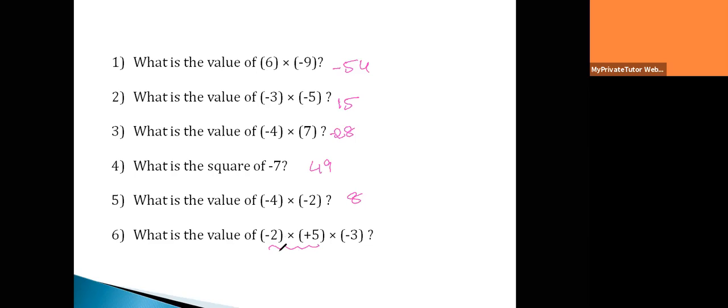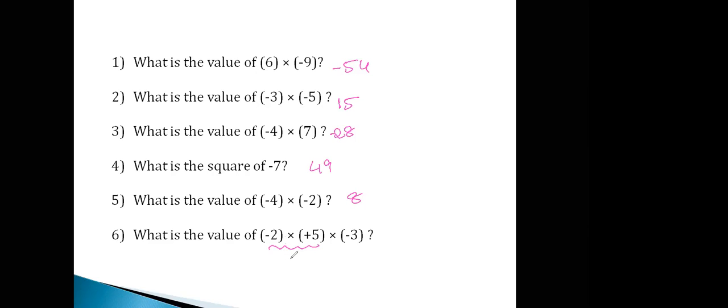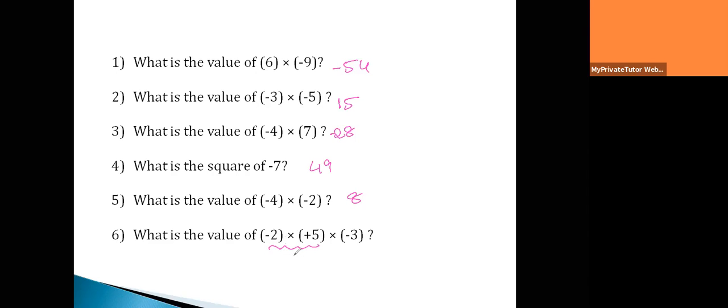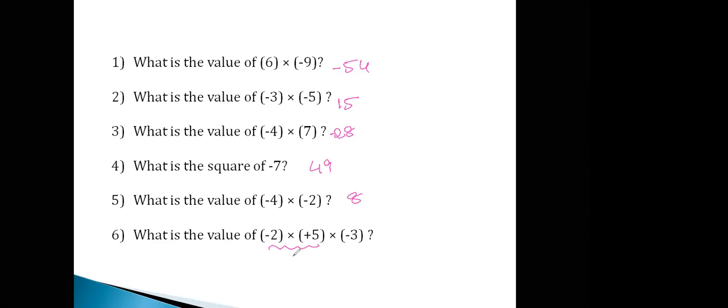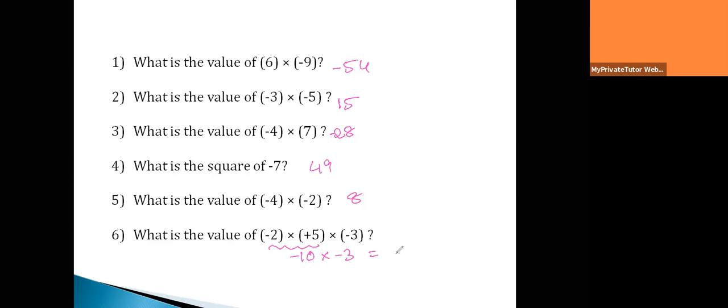Let me explain. Minus 2 times plus 5 is minus 10. No, it's positive 10, sir, because 5 is a bigger number than minus 2. Minus 10 times minus 3 is positive 30.